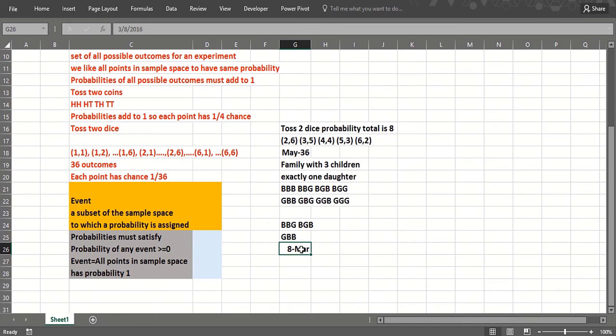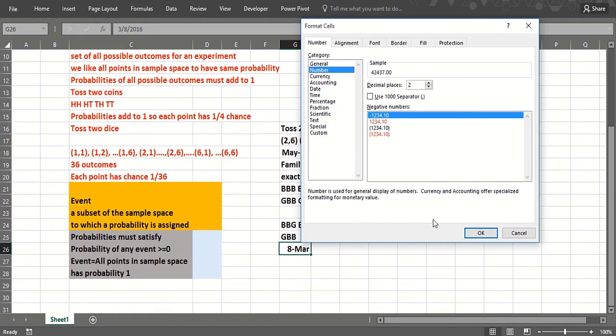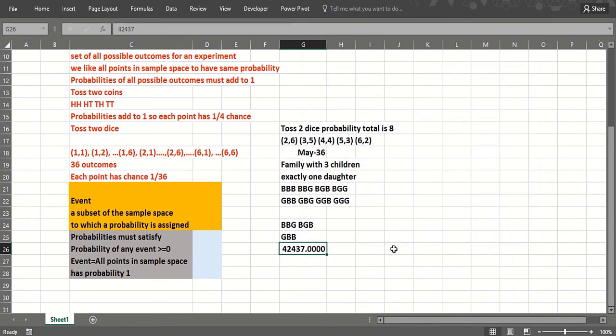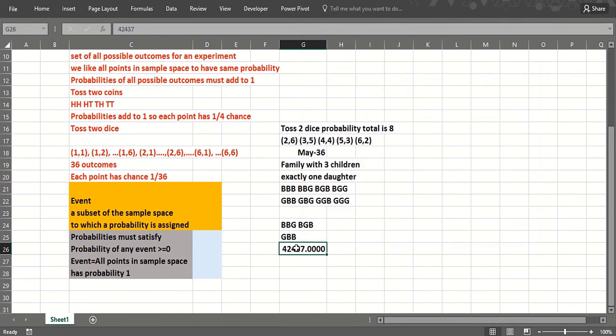Now Excel annoyingly has formatted this stuff as dates. So basically I'd say number and let's go a couple of decimal points. Okay, let's just do it this way. 3/8, and this one was, the May 36 means May is the 5th month. That's what Excel is trying to do, 5/36. Okay, so those are the answers to our 2 examples. And in the next video we'll go on to talking about the rule of complements and addition rules of probabilities.